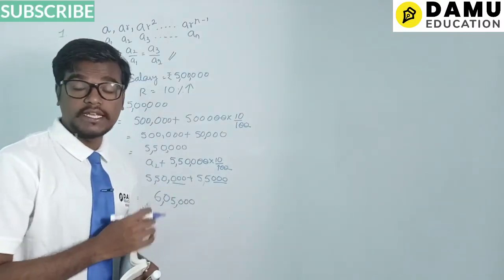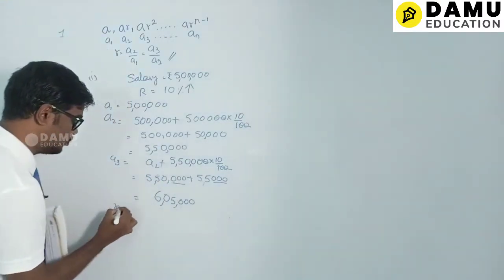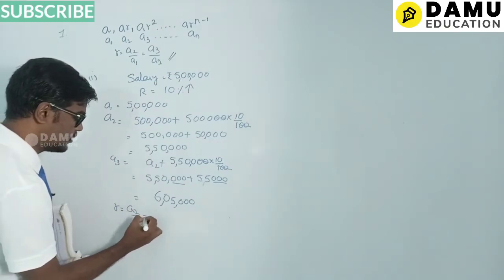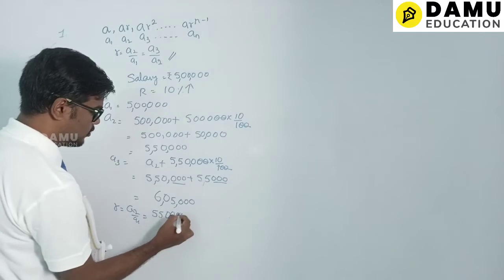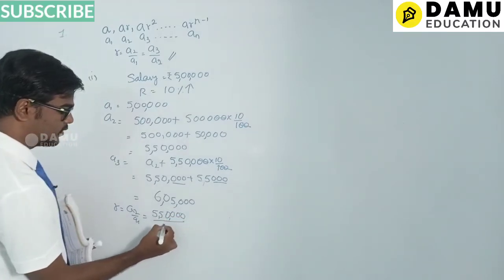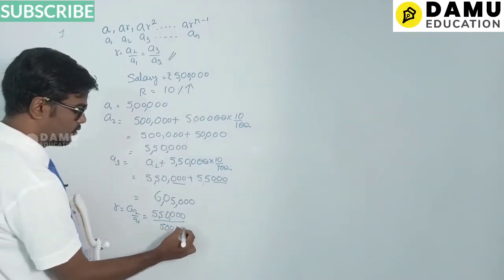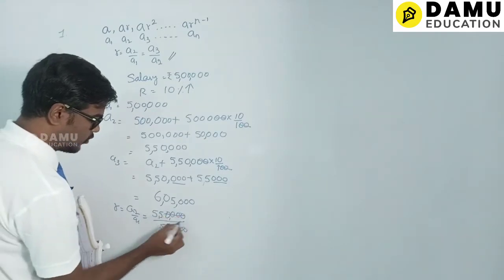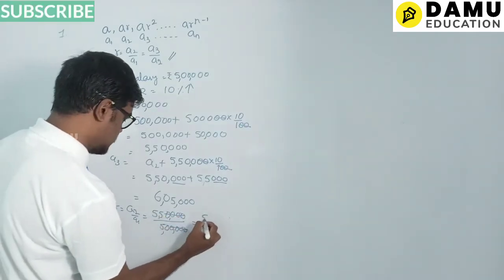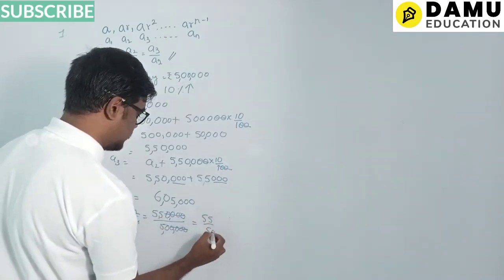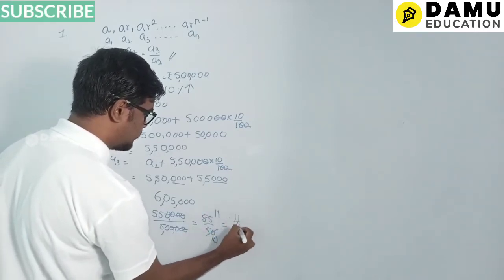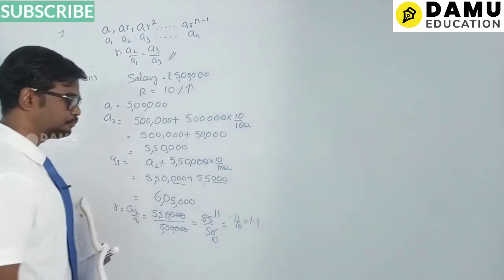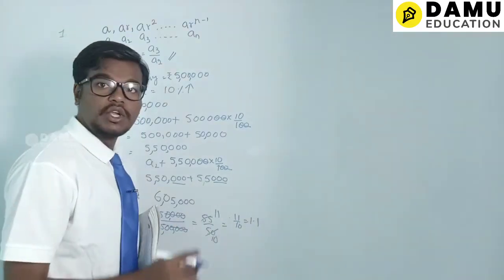Now we can calculate the common ratio, that is A2 by A1. A2 is 5 lakh 50,000 and A1 is 5 lakhs. How many zeros? Four zeros will cancel. Then 55 by 50: 5 tens are 50, 5 elevens are 55. So 11 by 10, we get 1.1. So 1.1 we got it.